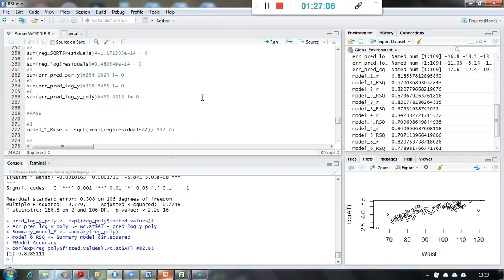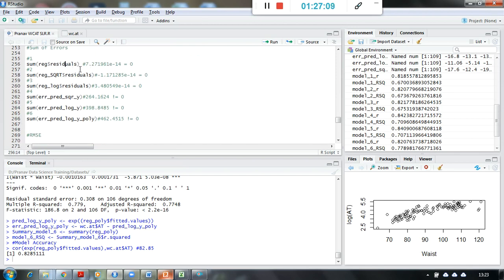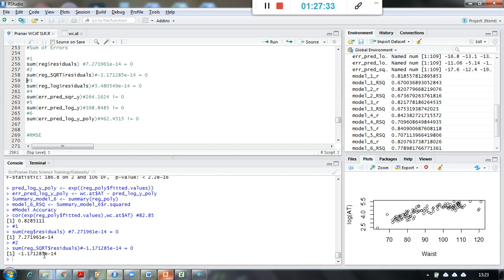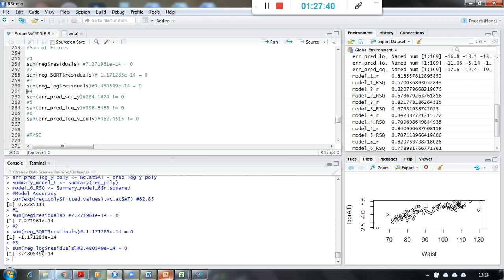As I said, evaluation step number 1 is that the summation of all my residuals has to be 0, or the mean of residuals has to be 0. Obviously, as long as I was transforming the input variable, I was getting it as 0, right? So this is nothing but 0. Here also I have transformed the input variable, I have got it 0. Here also I have transformed the input variable, I got it 0.